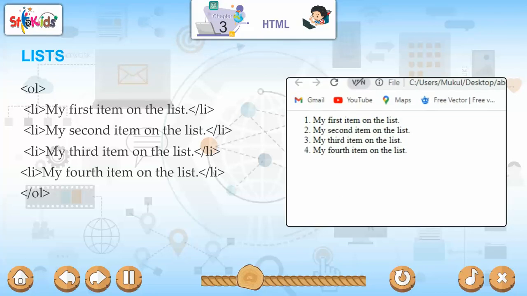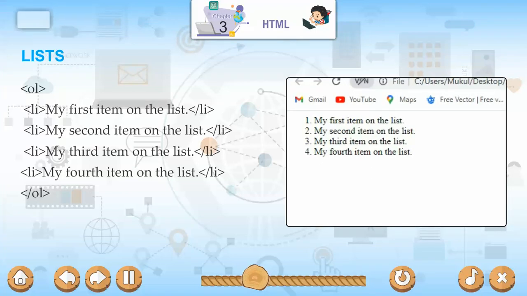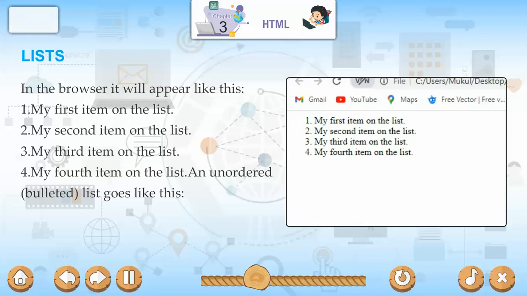My fourth item on the list, opening tag LI, closing tag. My fourth item on the list, opening tag /LI, closing tag, opening tag /OL, closing tag. In the browser, it will appear like this.